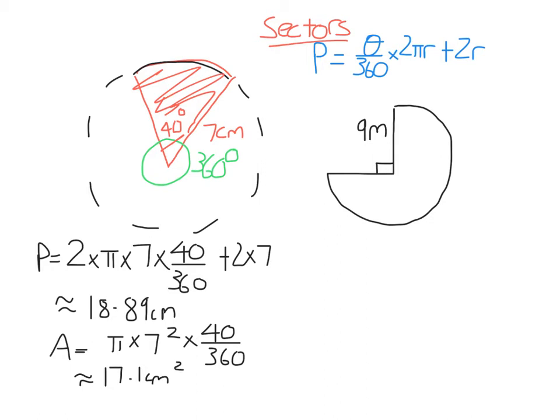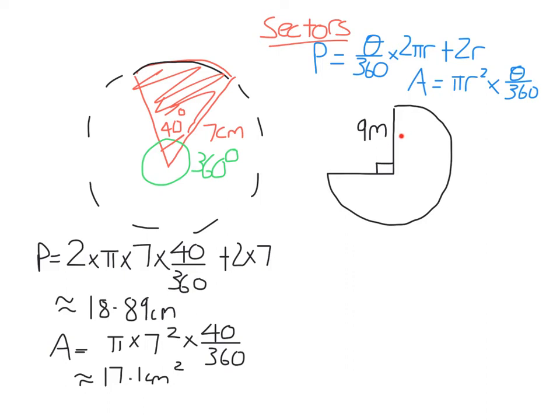So to find the area of a sector, you just take the area of the whole circle and you times by theta over 360. So area of the full circle times the fraction of the circle you have. We can just use those formulas.